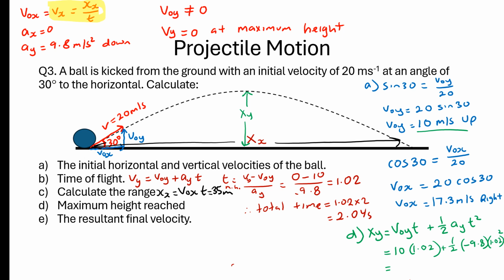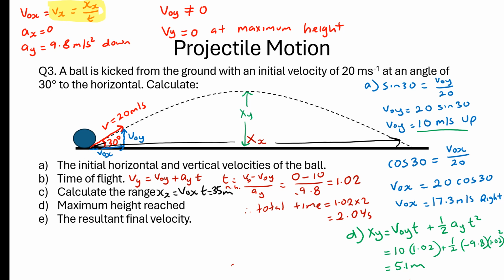Alright, so using the calculator, we get 5.102 meters. So 5.1 meters. Alright, so this is the answer for question D. And now let's answer question E.